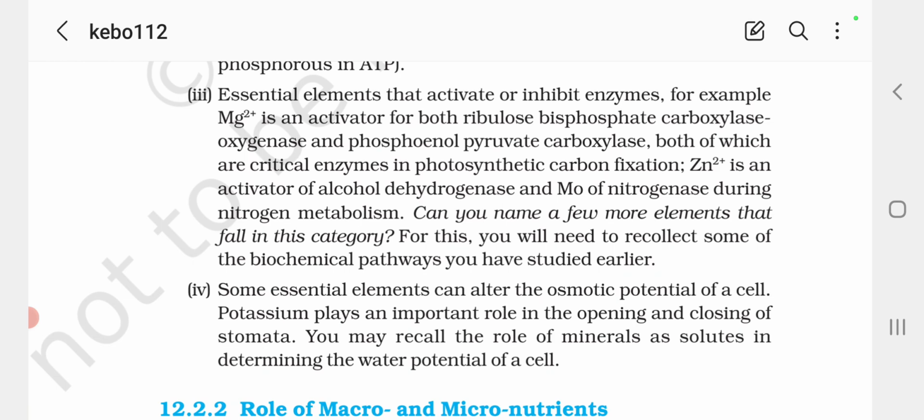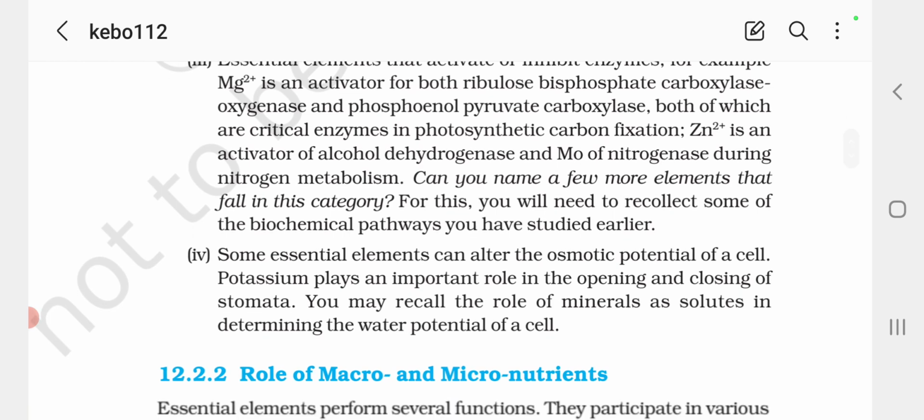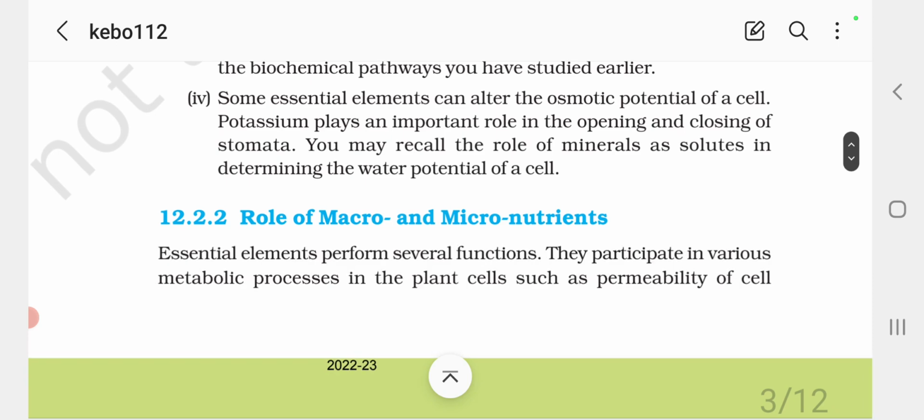Can you name a few more elements that fall in this category? For this, you will need to recollect some of the biochemical pathways you have studied earlier. Fourth, some essential elements can alter the osmotic potential of a cell. Potassium plays an important role in the opening and the closing of stomata. You may recall the role of minerals as solutes in determining the water potential of a cell.